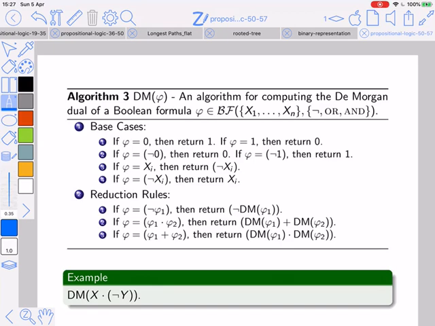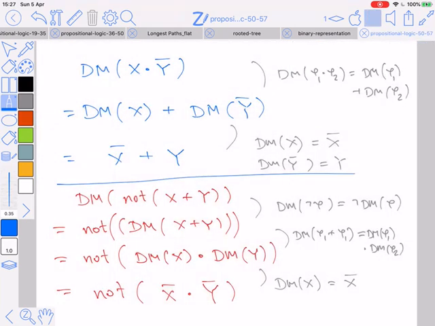Let's see two examples of the execution of the De Morgan dual. In the first example, my formula is x and not y. So I have the rule that the De Morgan dual of phi 1 and phi 2 is the De Morgan dual of phi 1 or the De Morgan dual of phi 2. So this is my phi 1. I apply the De Morgan dual to it. I replace the and with an or, and I apply the De Morgan dual recursively to not of y. The De Morgan dual of x is not x. The De Morgan dual of not y is y. So the De Morgan dual of x and not y is not x or y.